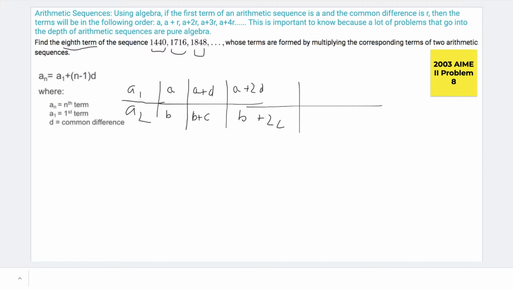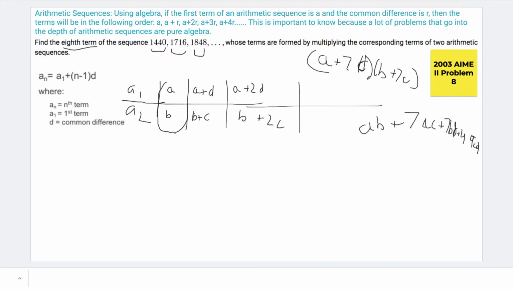And the 8th term will just be A plus 7D times B plus 7C. If you expand this, you get AB plus 7AC plus 7BD plus 49CD. Yeah, 49CD.